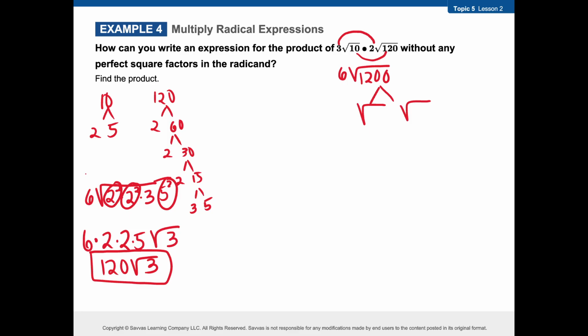If you looked at your perfect square list and you look all the way at the bottom, you have 400. 400 goes into 1,200 3 times. 400 is a perfect square of 20. So 6 times 20 with a radical 3, 6 times 20 is 120 radical 3. So whichever way you find easier for yourself, I recommend you keep doing it that way.